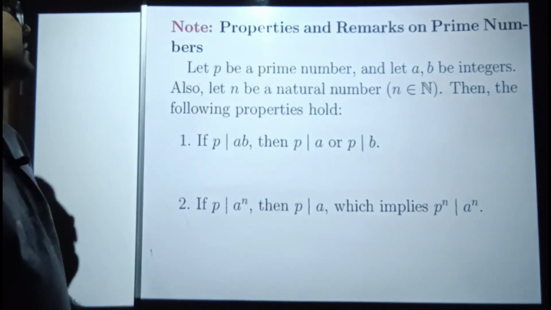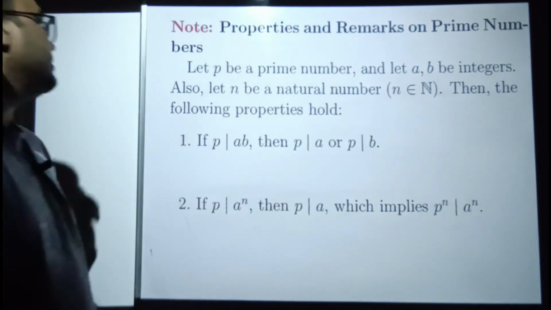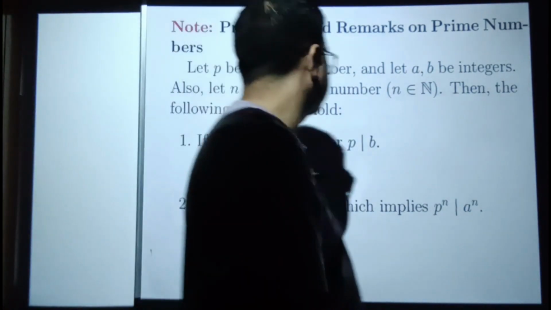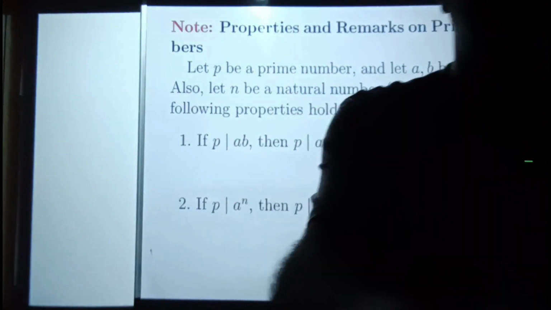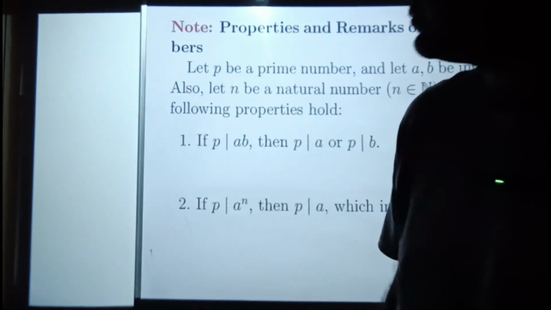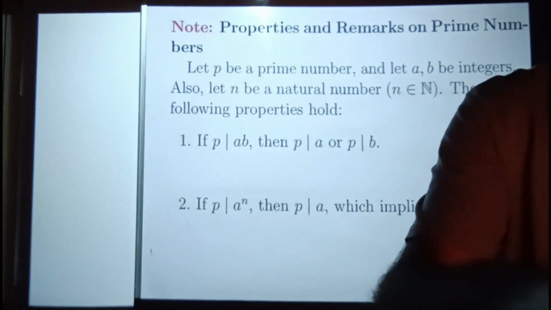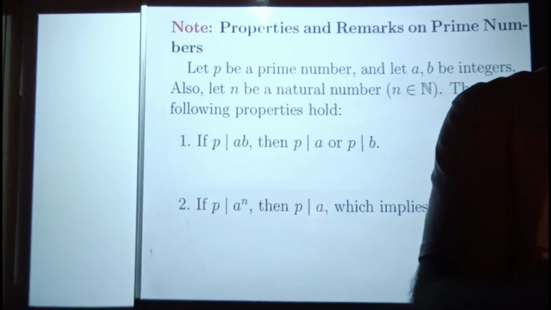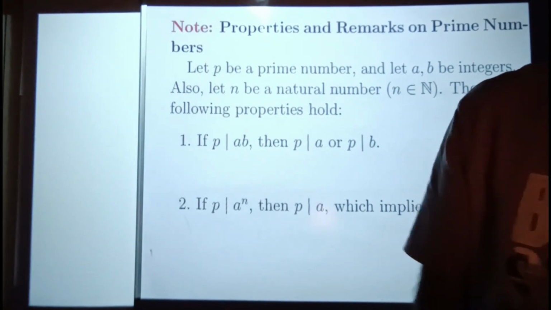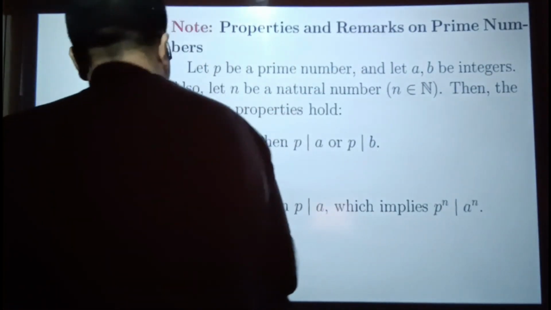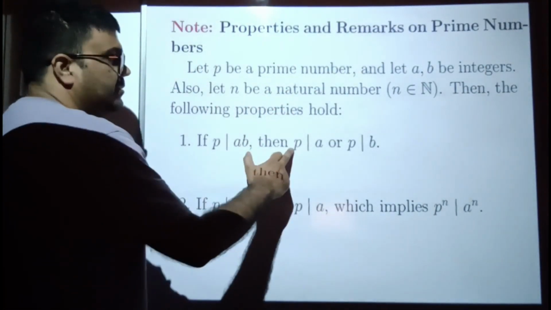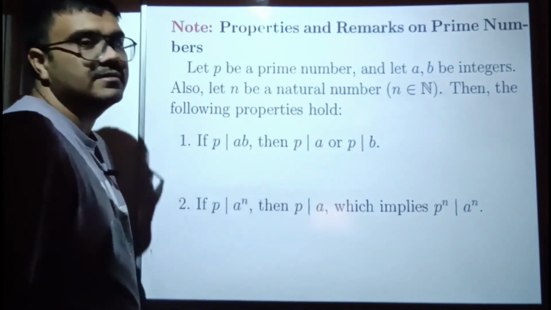So we are saying let p be a prime number, a and b be integers, and let n be a natural number. Then we have the following properties. The first property says that if p divides ab, then p divides a or p divides b.